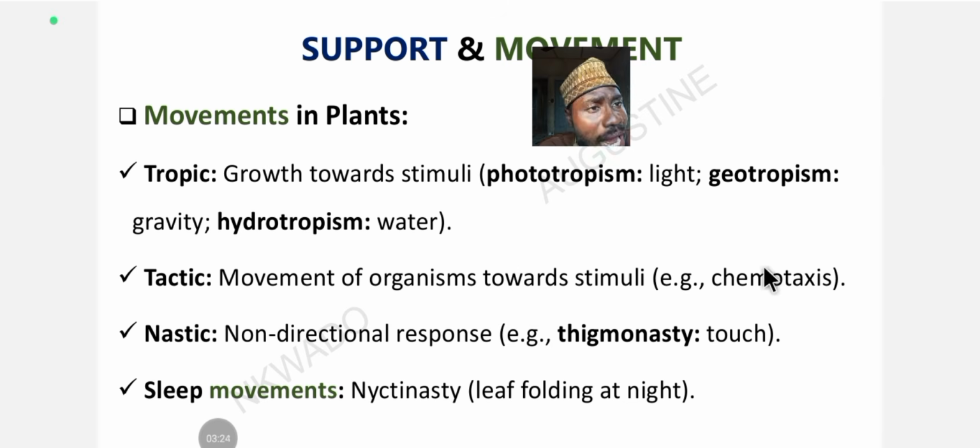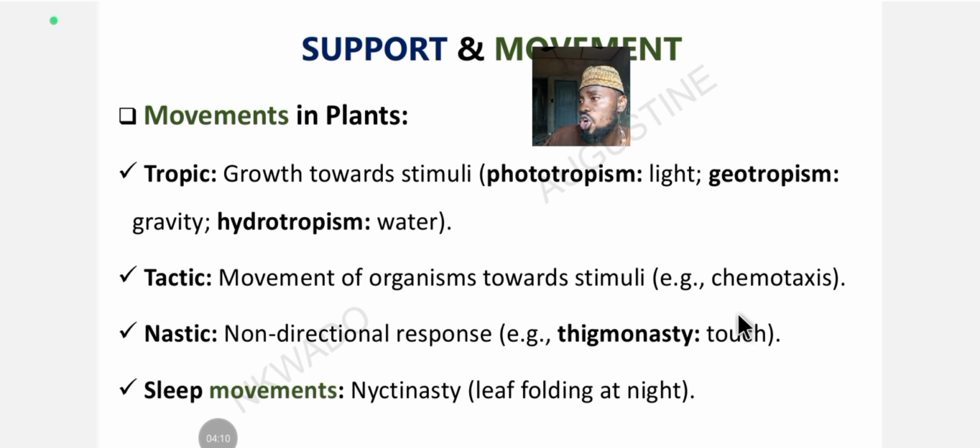And what is the stimulus? The stimulus is usually chemicals. For example, roots of plants move towards chemicals, such as in a soil area where you have many nutrients like mineral salts, potassium, nitrogen, and so on. They sense that there is more there and go to get more. So that movement is taxis, moving towards a stimulus. For example, chemotaxis.